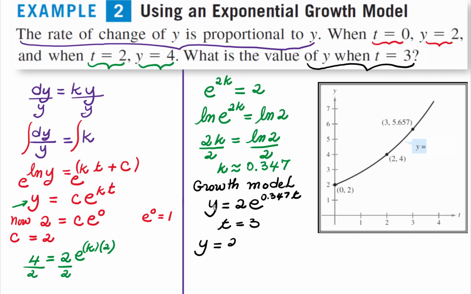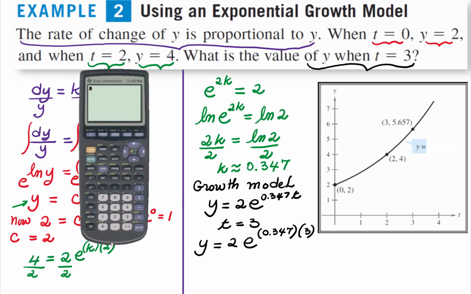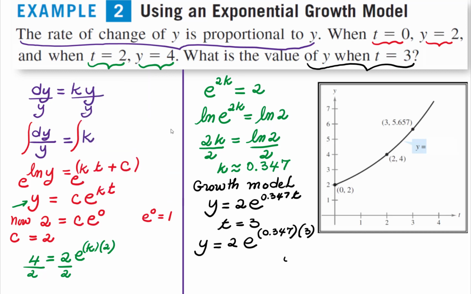Therefore, y will be equal to 2e to the 0.347 times 3. When using the calculator, only use one pair of parentheses for the exponent. 0.347 times 3, and then close your parentheses. The answer is approximately 5.66.